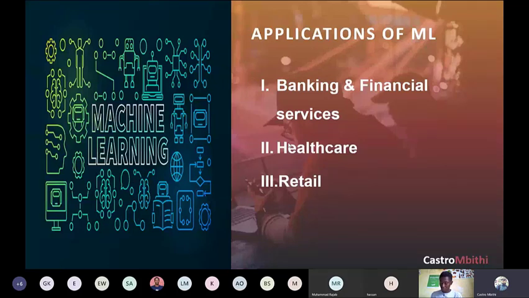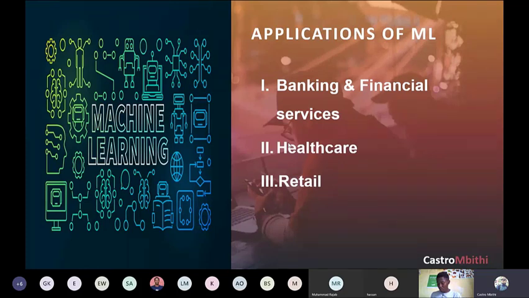Now, the first one is banking and financial services. Machine learning can be used in banks to predict the customers who are likely to default on paying loans or credit card bills. This is of paramount importance as machine learning will help the banks to identify the customers who can be granted loans and credit cards. So machine learning can help those banks know this person doesn't pay our loans.